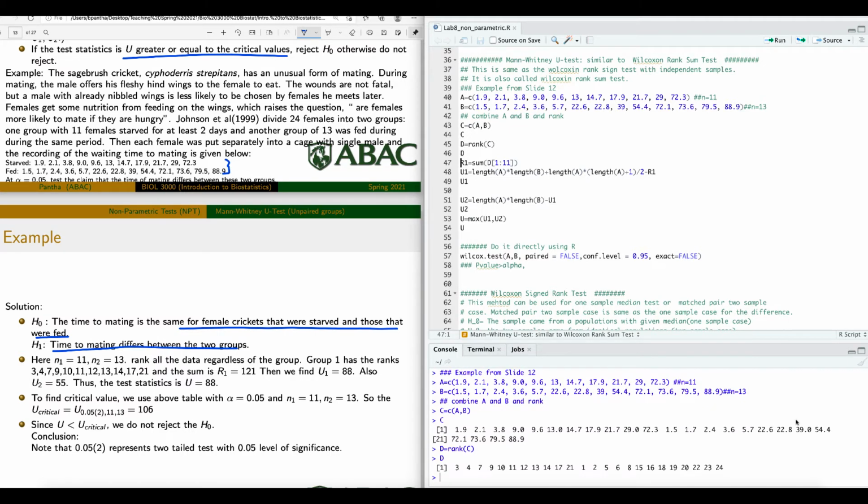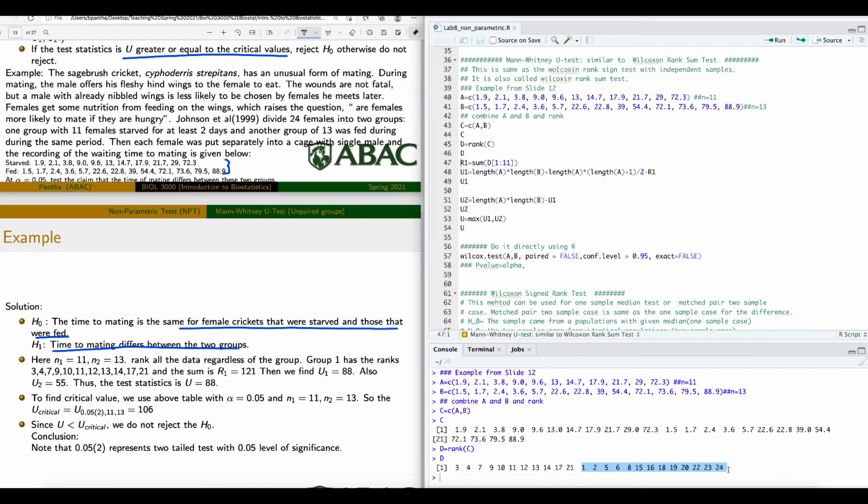That is the rank for all of those. So what we know here is the first one has 11: 1, 2, 3, 4, 5, 6, 7, 8, 9, 10, 11. So these are the ranks from the first group. And the remaining, these are the ranks from the second group.